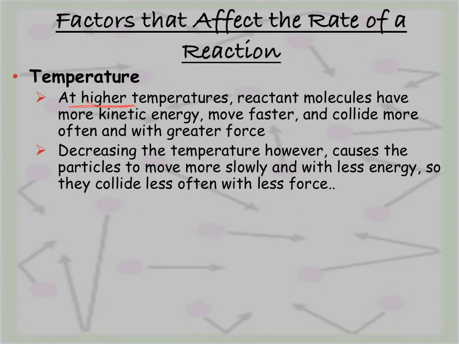So they're moving faster. So they're going to collide more, number one, because they're moving faster. And they're also going to collide with a greater force or with more energy. Okay, so we're kind of increasing the collisions and the energy with which they collide when we increase the temperature. Now, if you decrease the temperature, the opposite will happen. Molecules are slower, they've got less energy, so they're going to collide less often and with less force.